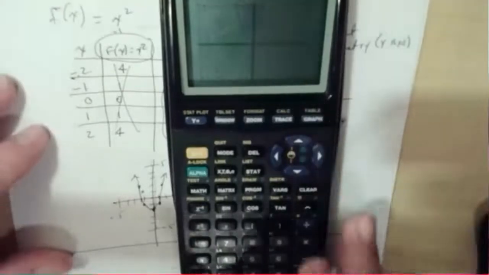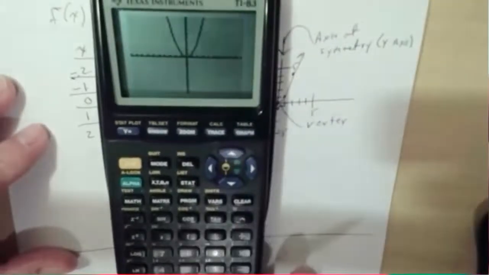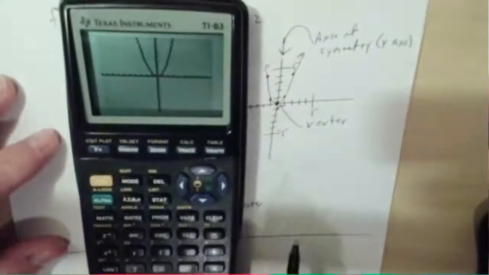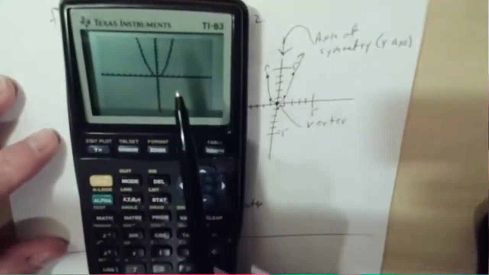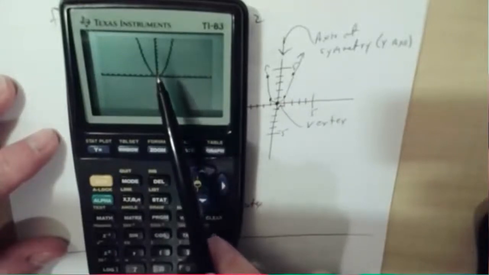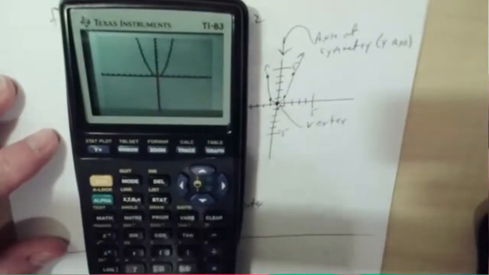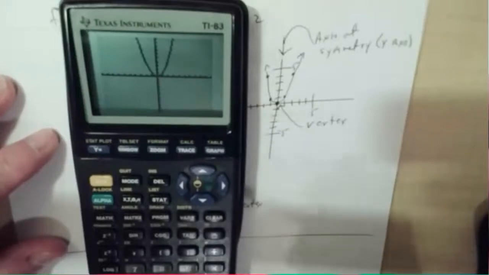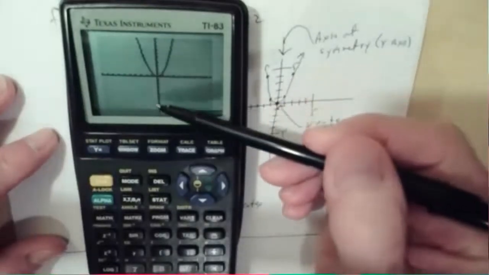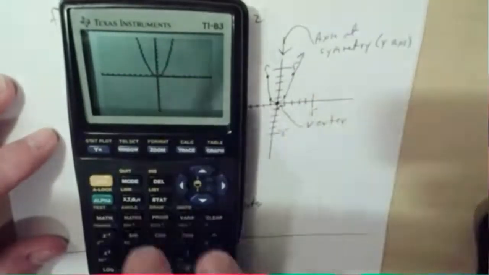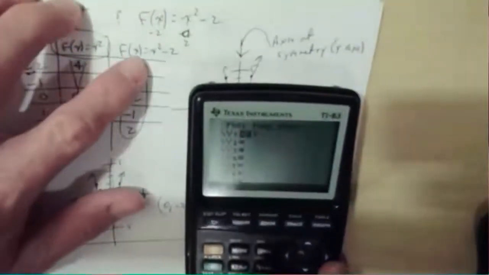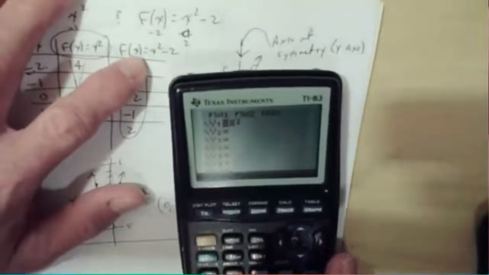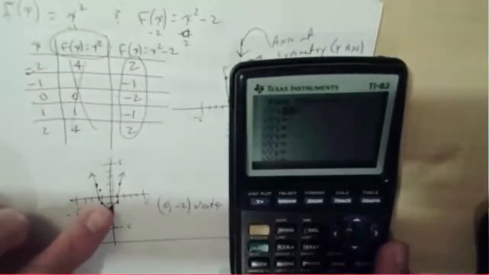Now here's our graph. And sure enough, it looks dangerously close to what we drew here, where the vertex is at the very bottom and the axis of symmetry is the y-axis. Okay, go back to, now we're going to do this one, x squared minus 2, and it should look kind of like that one.